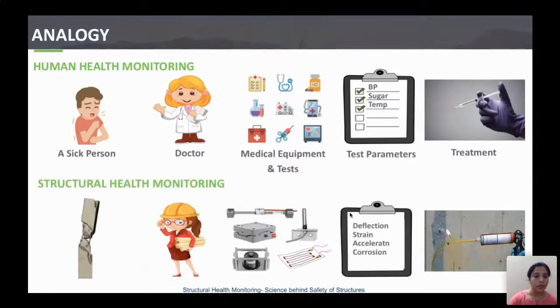On similar lines, we have structural health monitoring. Say a structure got some damage. Of course, the structure cannot go to the expert, but the SHM expert will go to the structure, use different kinds of sensors and techniques, and monitor the structural parameters. Now, what are the structural parameters here? Deflection, strain, acceleration, temperature, corrosion, right? These are the structural parameters which the expert will monitor, and accordingly suggest treatment for the structure, right? In this presentation, we will confine ourselves to the sensors, techniques, and the different parameters. We'll not be talking about the treatment in this lecture, okay?